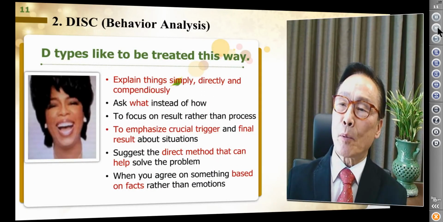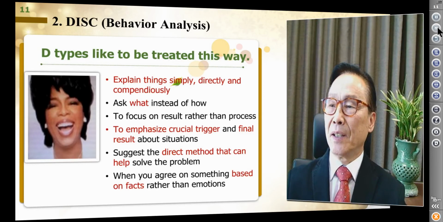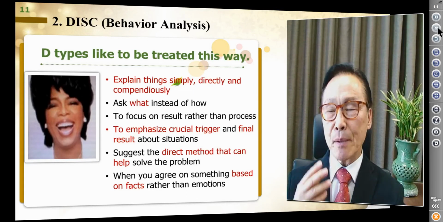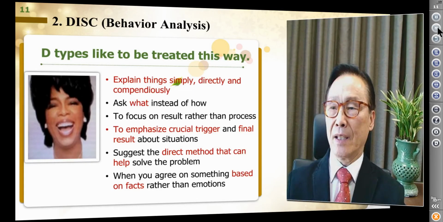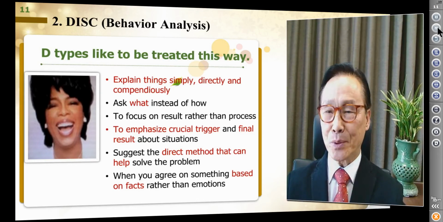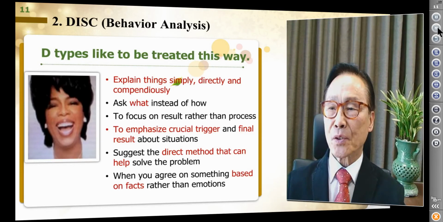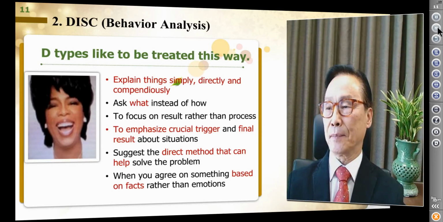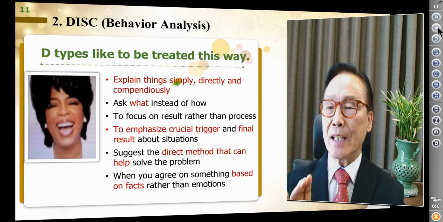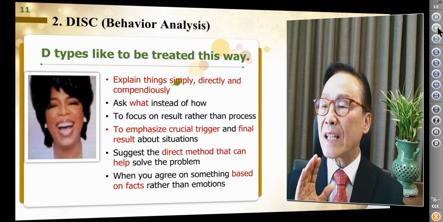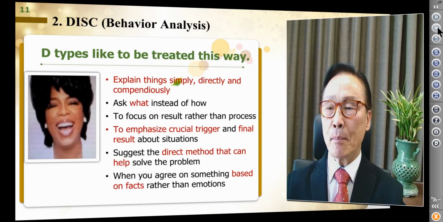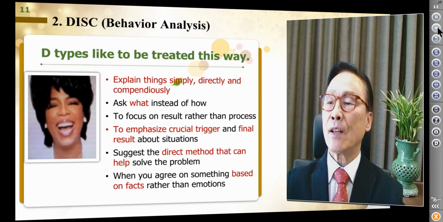How do D-type people like to be treated? D-type people prefer that others explain problems in a simple, direct way. They like to be asked what to do rather than how to do because they focus on outcome rather than process. In a situation, they are interested in making decisions according to what the end result might be. One should speak to them based on fact rather than feelings.